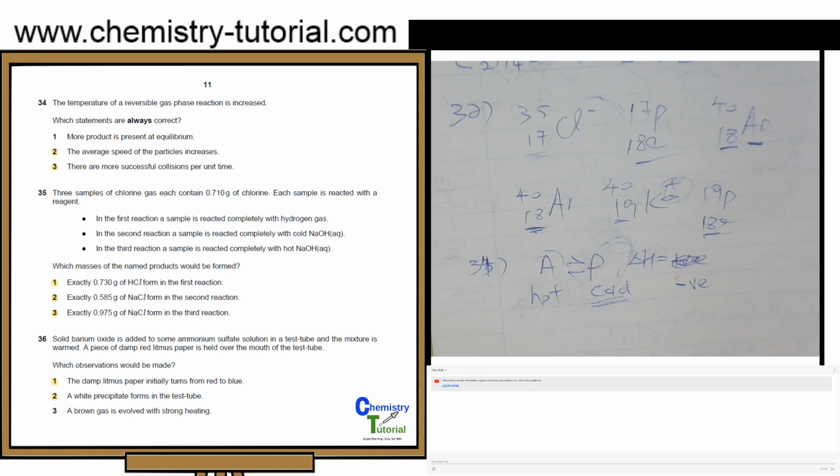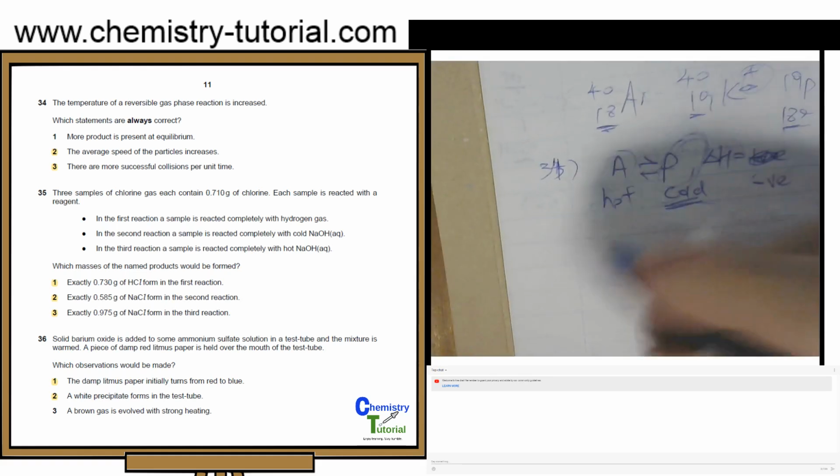However, let's go through options 2 and 3. When the temperature is increased, yes, the average speed of the particles will increase. That's a fact, because now they possess more energy to move about quicker. At the same time, there's also more successful collisions per unit time. Yes, because when you increase the temperature, you increase the average speed of the particles. They can move faster, which leads to a higher probability of having more successful collisions, so that the reaction will occur. This is in line with the collision theory that we learned in A level.